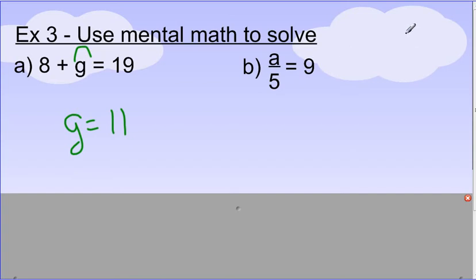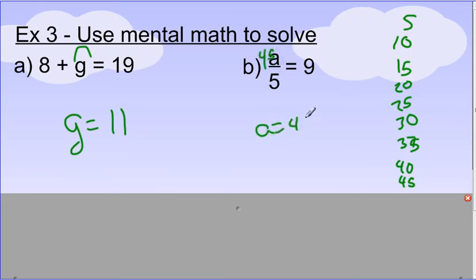So you can go 5. So 5 divided by 5 would be 1. 10 divided by 5 would be 2. 15 would be 3. 20 would be 4. 25 would be 5. 6, 7, 8, 9. If you take 45 divided by 5, you'd get 9 for an answer. That means a is 45.